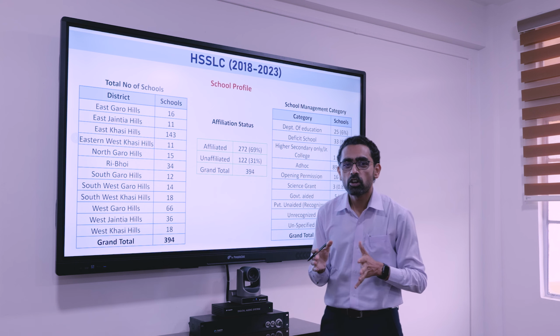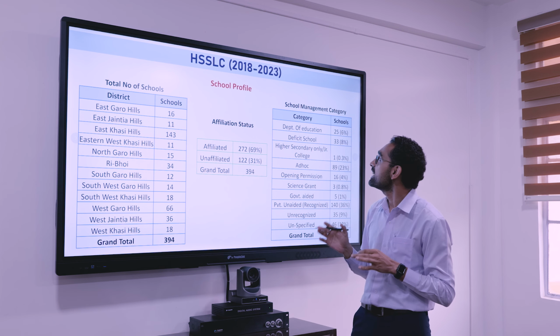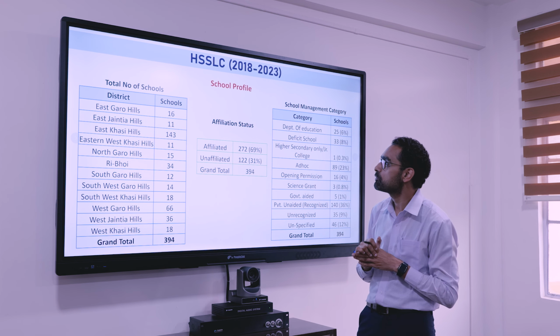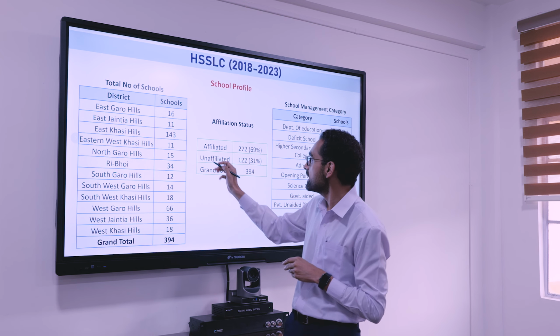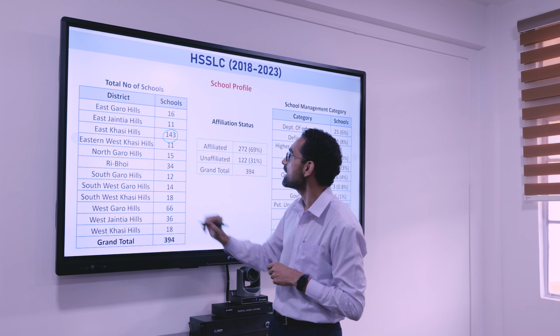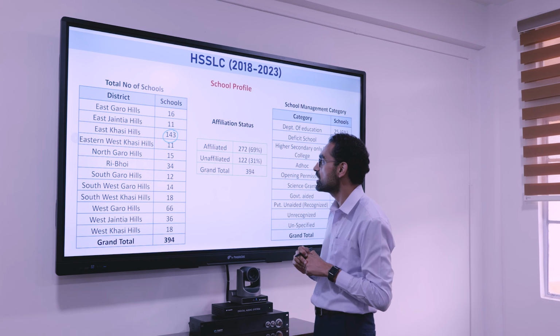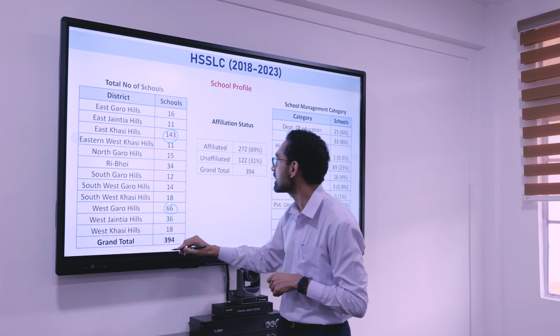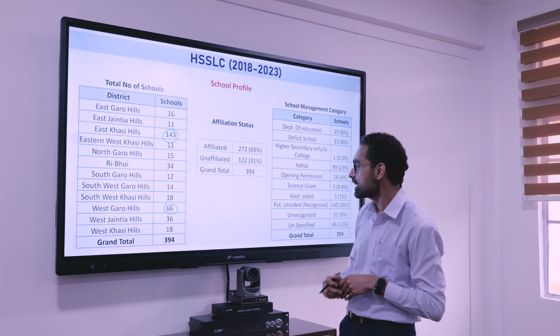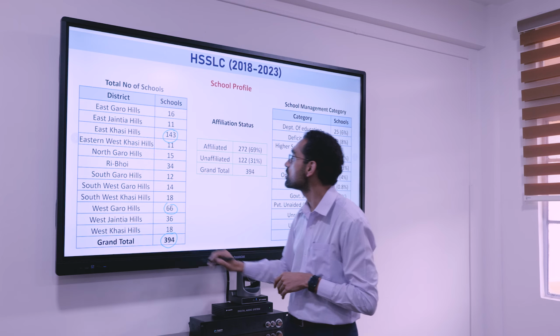Okay, so now we move on to the HSSLC and the last 5 years. And before that, we see the school profile. Here also we see that East Khasi Hills has the highest, 143 schools. After that, we have West Garo Hills with 66, and then there are other districts. A total of 394 schools are there.